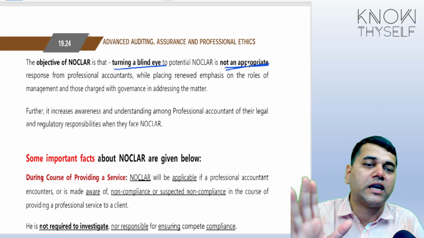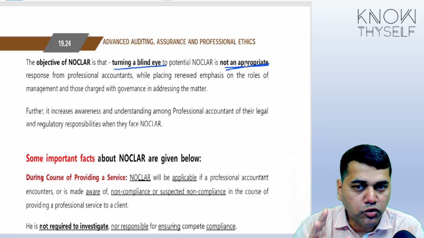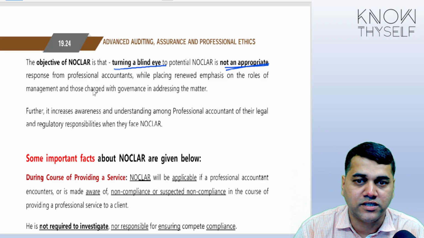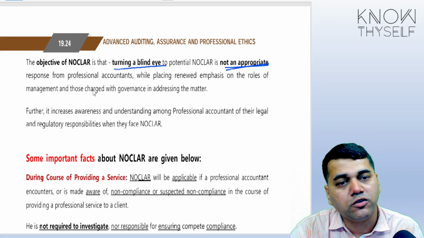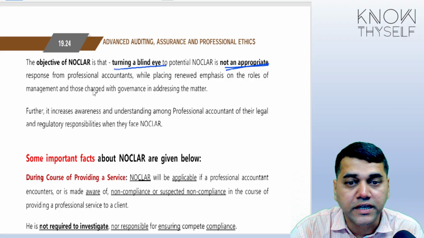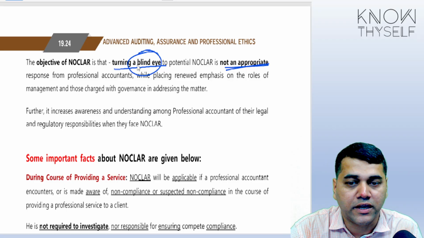That means as if it is not applicable to you. Your job is this, I will not look at it. No, they don't want that. They want to get that trust that society should trust the chartered accountant. They want to say that, look, chartered accountants are thinking in the public interest. So they don't want to turn a blind eye to NOCLAR.